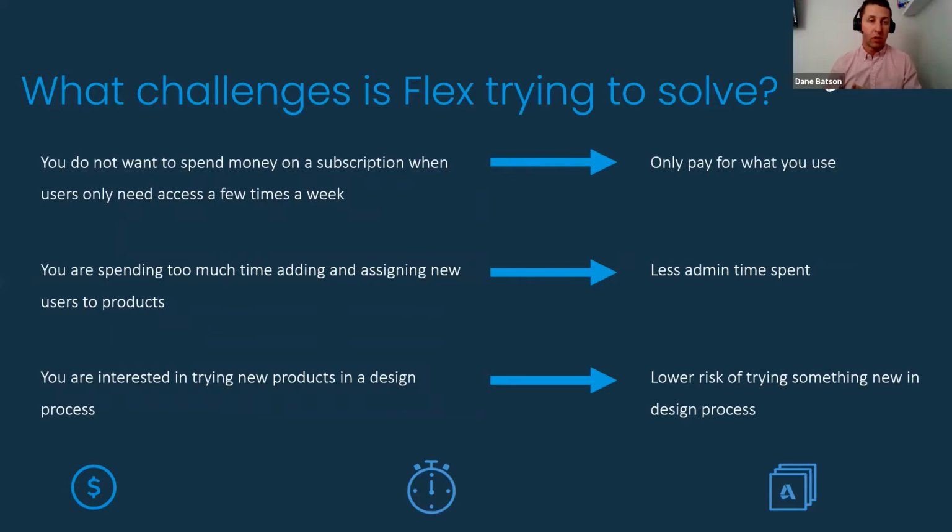So what is Flex trying to solve? What challenges? One, as I just said, you do not want to spend money on a subscription when users only need access a few times a week. We'll go through some future slides as far as what an occasional user versus a frequent user means and how Autodesk defines that. But what Flex is trying to do is to say, okay, you have the ability here to purchase these tokens and only pay for what you use, and then re-up if you need to at the end of that, versus being locked into a subscription for a full year or 3 years without really knowing how often you'll need to use that.